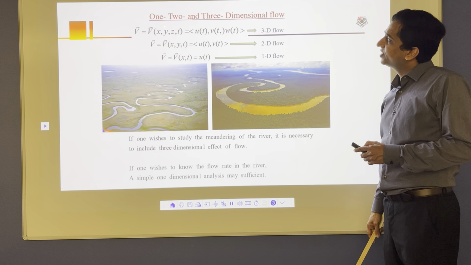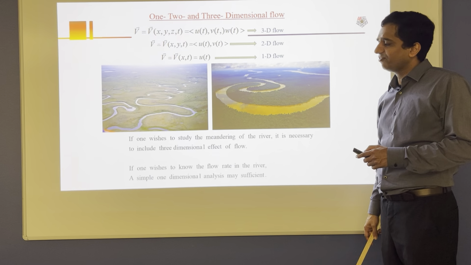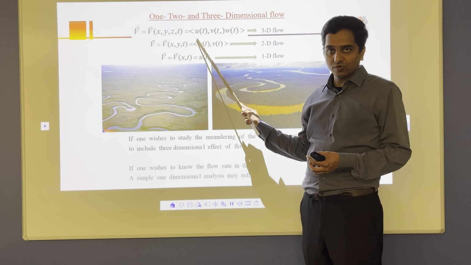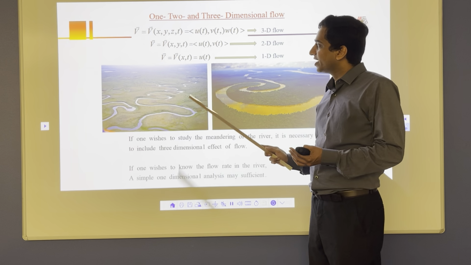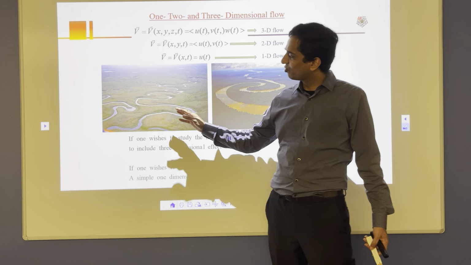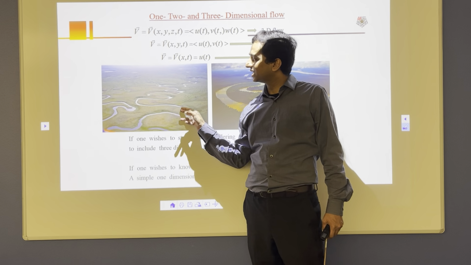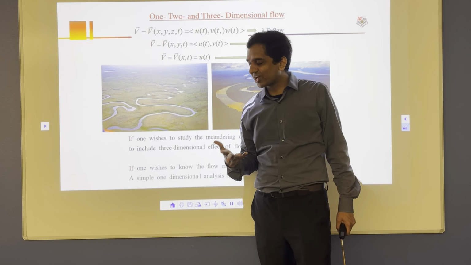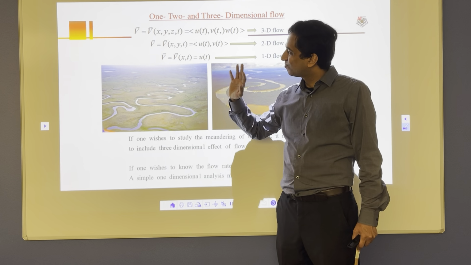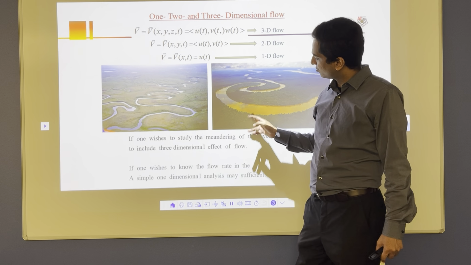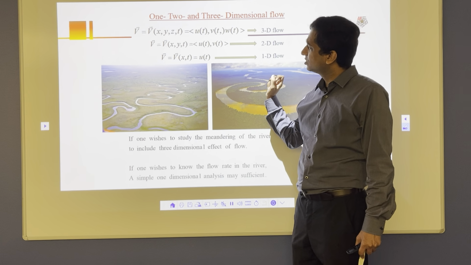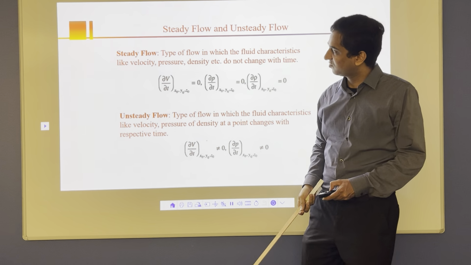Then there is one dimensional, two dimensional and three dimensional flow. If you are studying something very complex, you may have to choose a three dimensional equation for the flow. If you are studying something very simple, then you may choose a one dimensional equation. So in this case, you want to study the meandering of a river. It means that you want to know what exact path the river is going to take. In that case, you have to study all three dimensions of the flow. But if you just want to know velocity and acceleration at any given point, in that case, you may choose to study with 1D flow, or one dimensional flow.